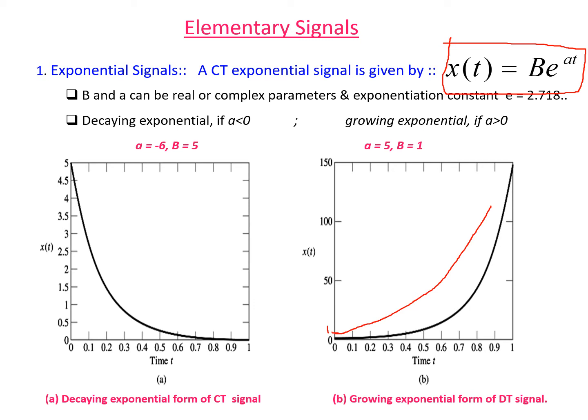The one speciality of an exponential signal is that its slope will never remain constant. In the case of a rising exponential, the slope will keep on increasing. In the case of a falling exponential, the slope will keep on decreasing because of the negative value of the constant a. So exponential signals are very important when you want to model a real-time system.